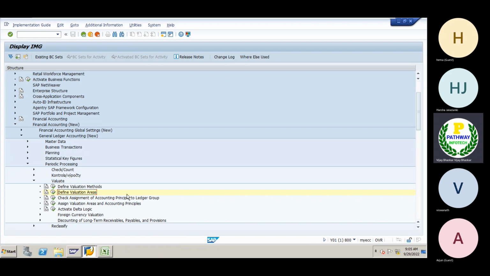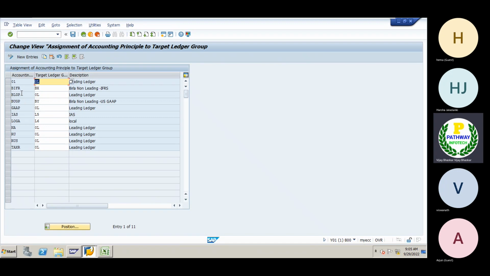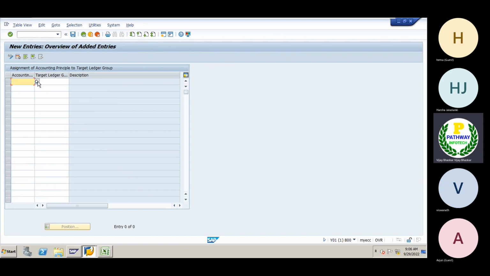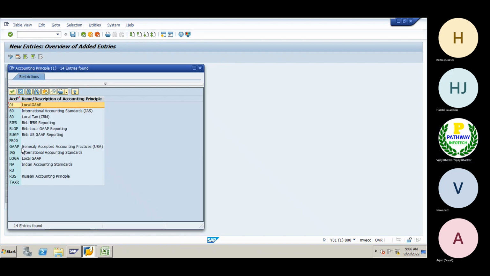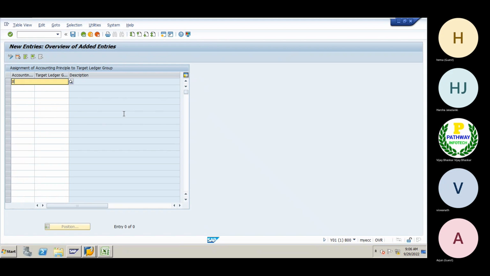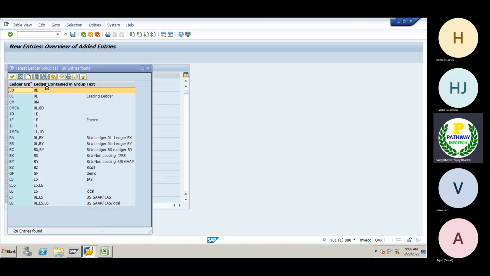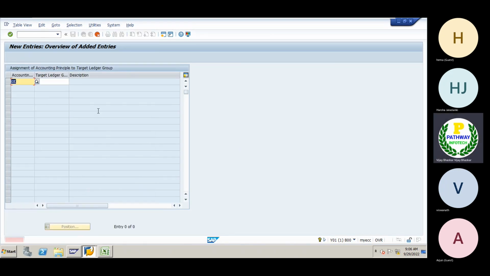Then check the assignment of accounting principles to the ledger group. OL is the standard ledger. The accounting principle is not yet assigned for our accounting. Now for the accounting principle, let us select E. It is not there, so we'll create a new one. The ledger group is OL, the standard one.